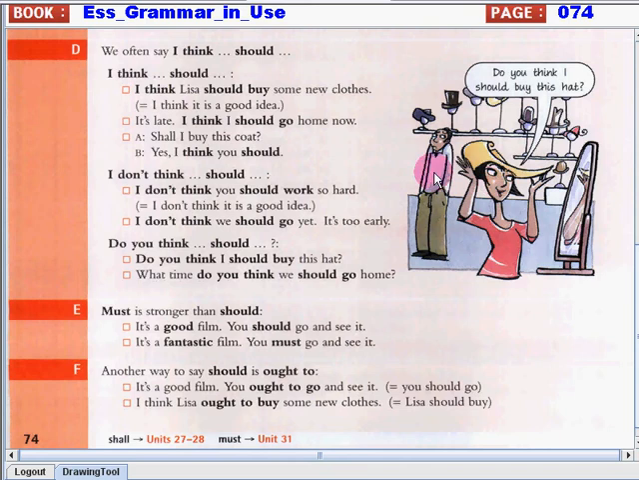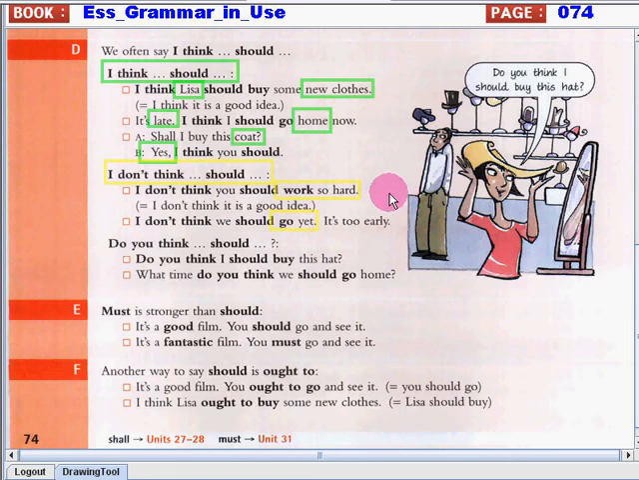Now, let's go on to the opposite. I don't think should. So here, this is the negative sentence. In the first one, I think should, that's a positive sentence, saying your opinion in a positive way, saying that your opinion is a good idea. But the opposite, I don't think should, that means you're saying that something is not a good idea. In your opinion, something is not a good idea.